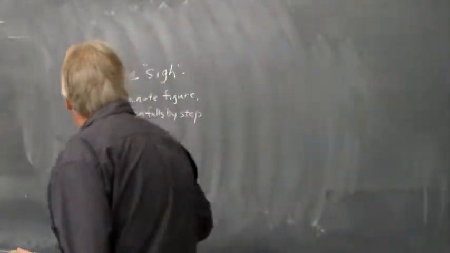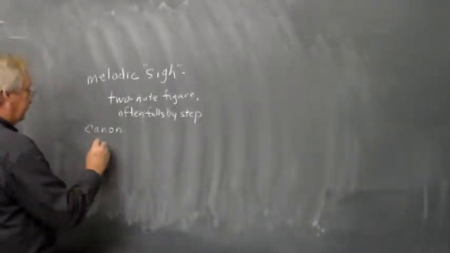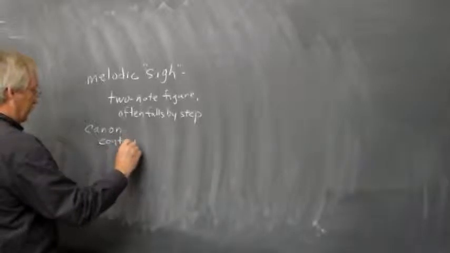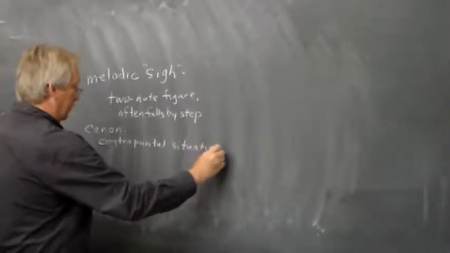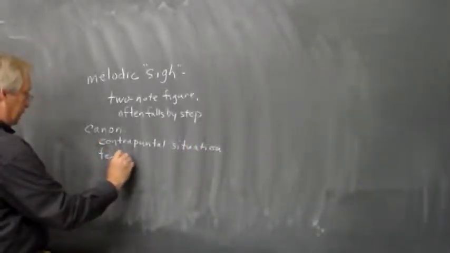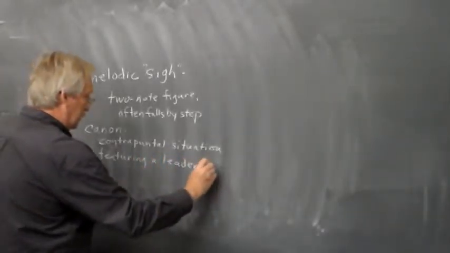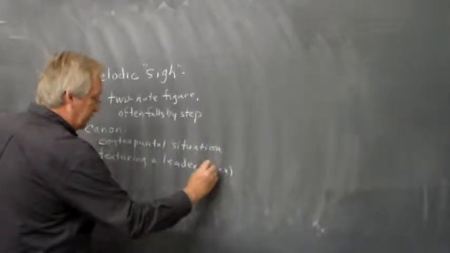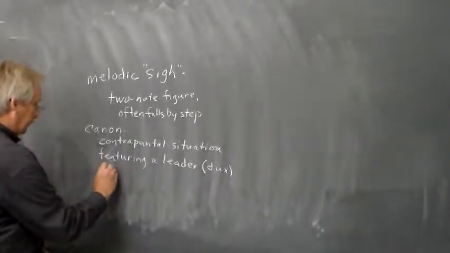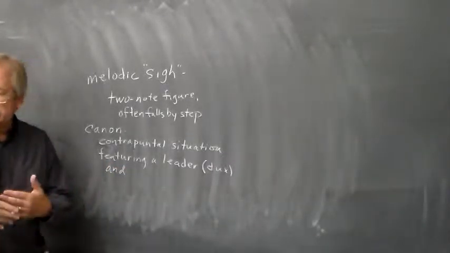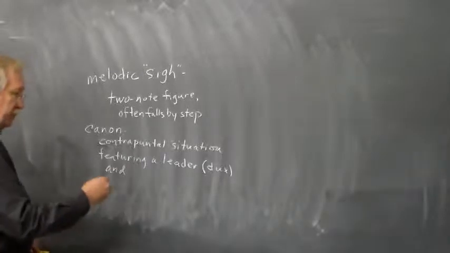But this, so I'll put here that this is a canon. Sometimes the Latin word dux is used to refer to the leader. And then at an unspecified distance, interval as far as the time element later, then you have the follower.